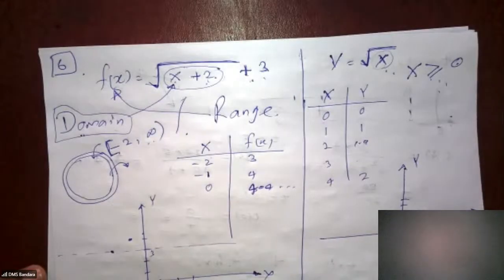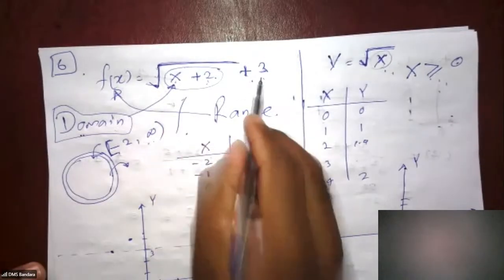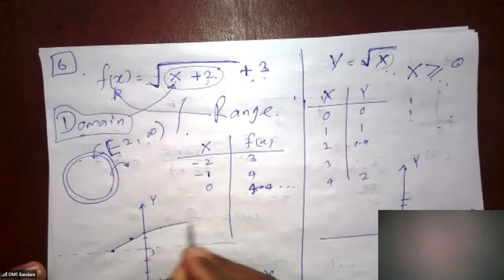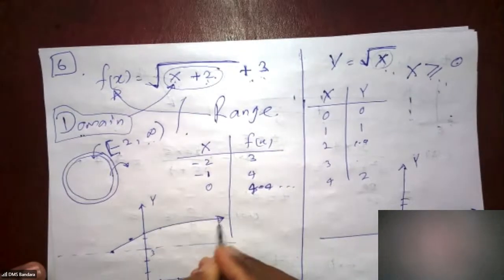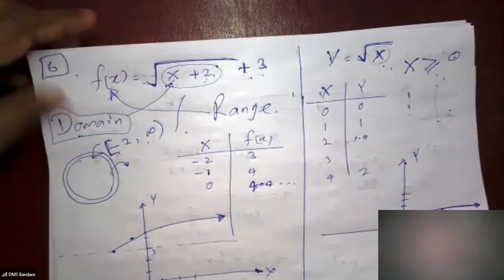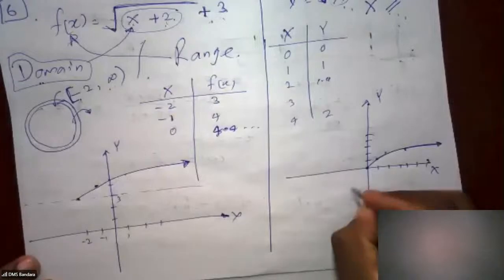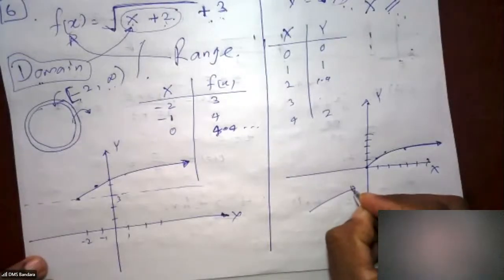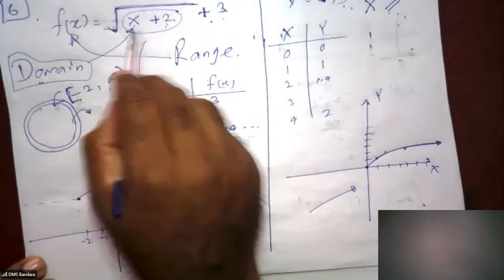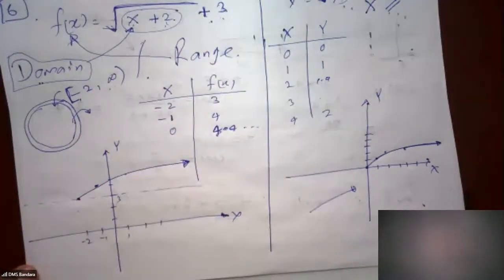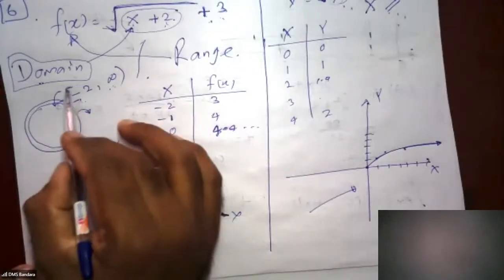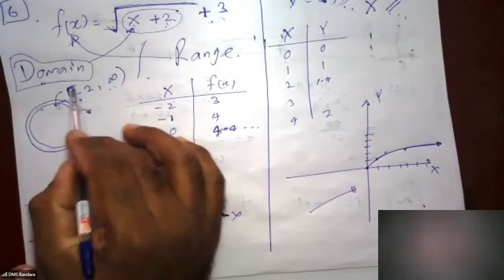Now, when x equals 1, it's square root 3 plus 3. And here there's a graph of the function like this. This is the graph of f(x). This one is the graph of square root x. This is the graph of f(x) in our case, square root of x plus 2, plus 3. Our domain is minus 2 to infinity. Minus 2 is closed, so we can use minus 2 up to infinity.